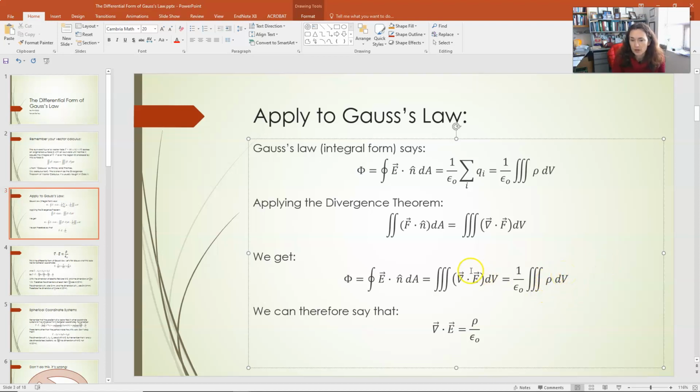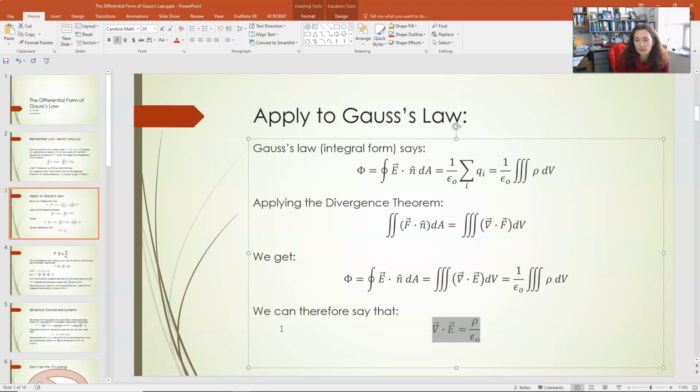Okay? So what this tells us is that we have this triple integral over the volume of del dot E, and then we have a triple integral over the same volume, right, of rho over epsilon naught. So we can take the arguments of our integrals, right, this del dot E and this rho over epsilon naught, and set them equal to one another, okay? Since they're both integrated over the same volume, and since these are equal, the arguments of those integrals have to be the same. And we can write del dot E is equal to rho over epsilon naught.